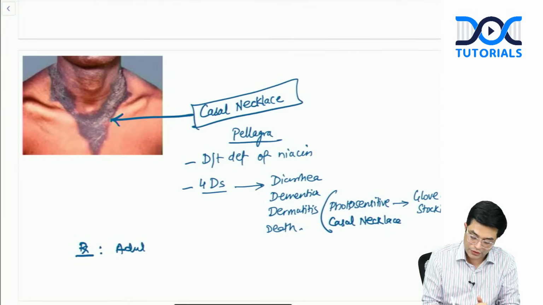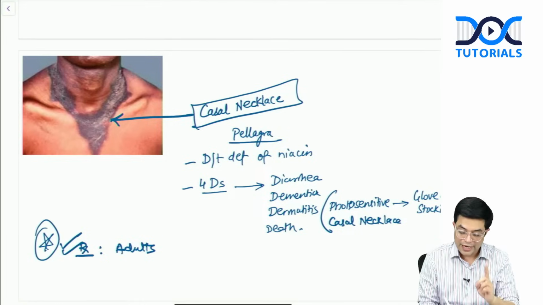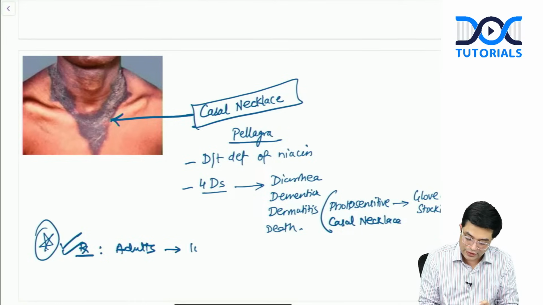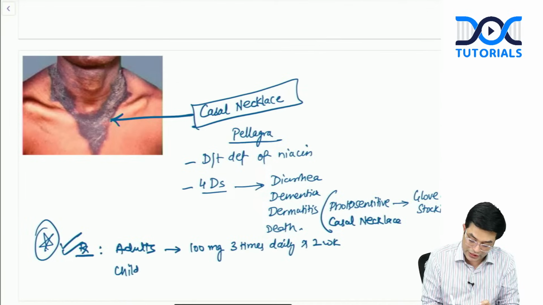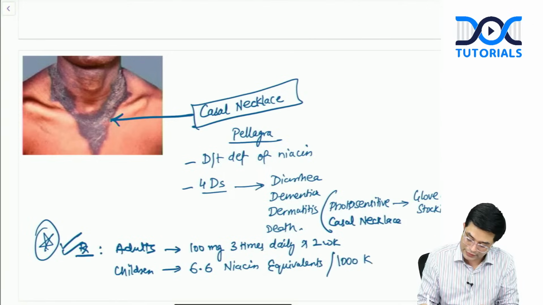And what is the treatment of pellagra? Adults में different dose. मैं treatment क्यों लिखवा रहा हूँ? Because ये potential MCQ point है. Adults के अंदर the dose is 100 milligram 3 times daily for 2 weeks. बच्चों के अंदर the dose is very different. It is 6.6 niacin equivalents per 1000 kilocalories per day.